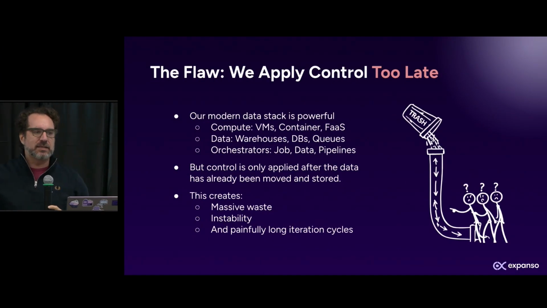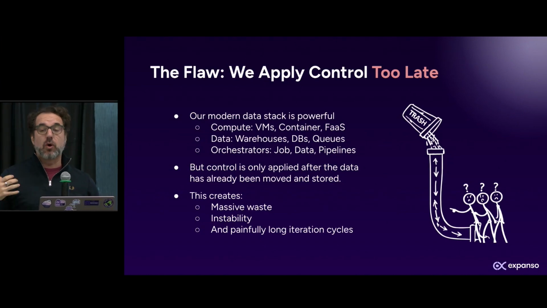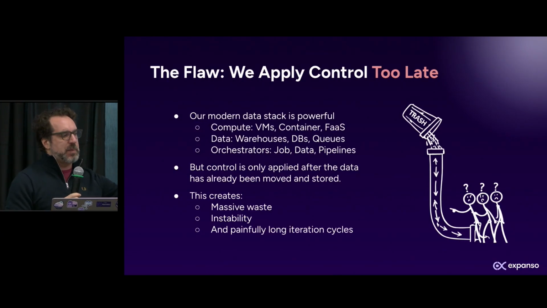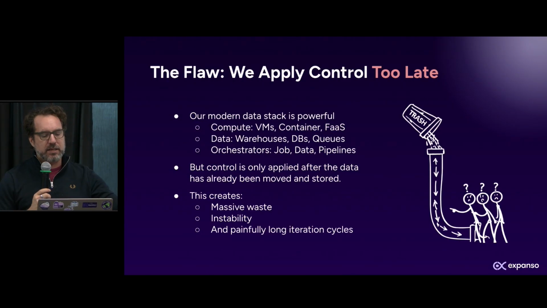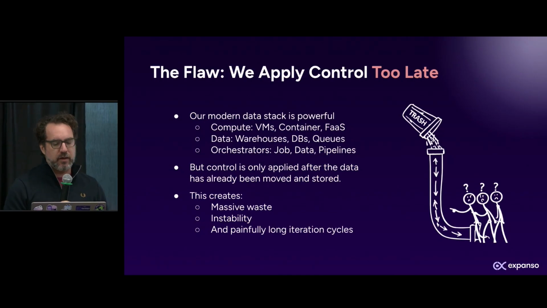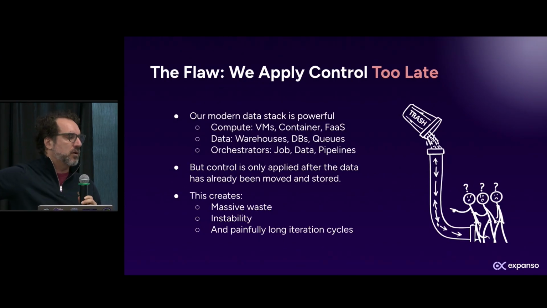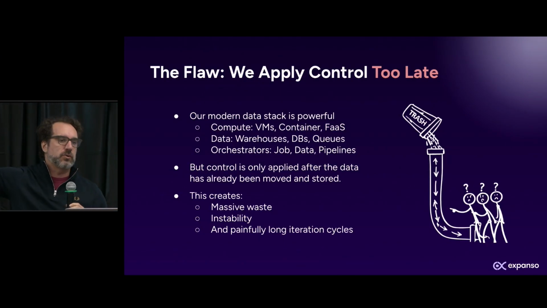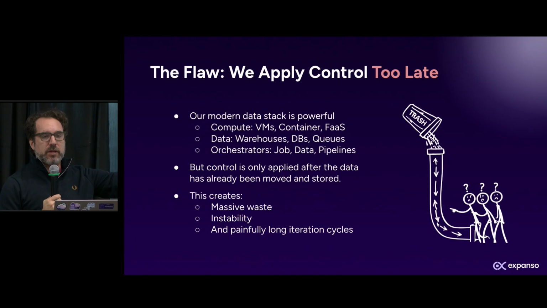And what I would say is the fundamental flaw here is that we apply control too late in the process. The stack is powerful. VMs, containers, functions as a service, the data stack we have, the orchestrators we have. These are all fantastic, but those are all so far on the right of your overall pipeline, so close to the generating of the data. And you're leaving all of that control that you should have applied the moment you get in.